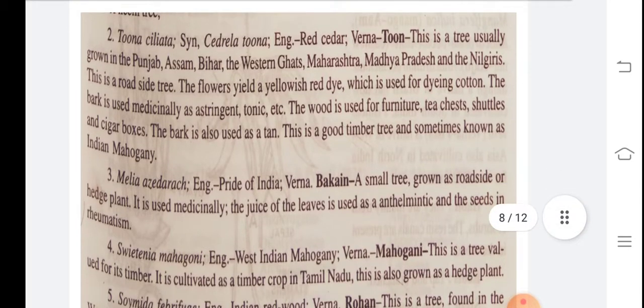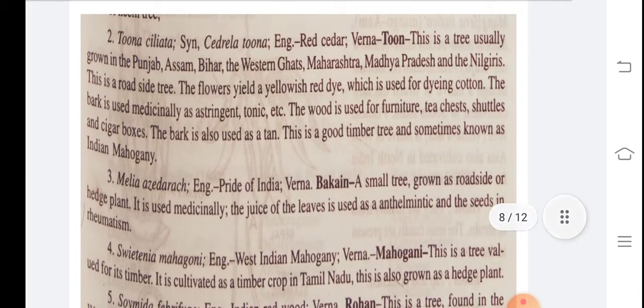Now, other examples we have to give. So Toona ciliata, commonly called red cedar. It is a large tree, usually with yellowish red flowers, and the dye is used for dyeing cotton, and medicinally it has astringent and tonic properties. The wood is used for furniture, tea chest boxes and cigar boxes. So it is known as the Indian mahogany.